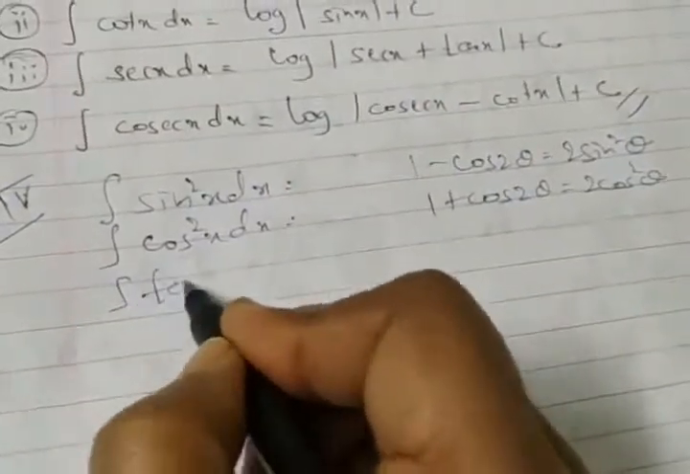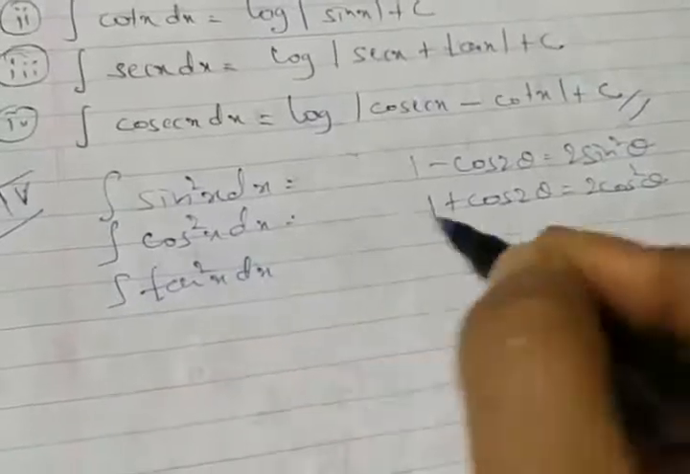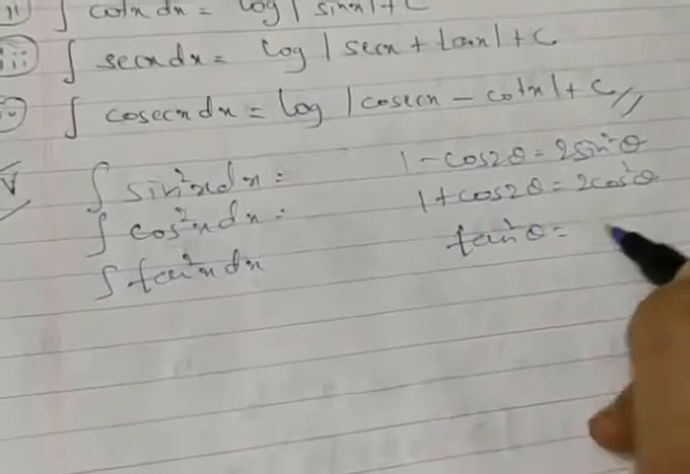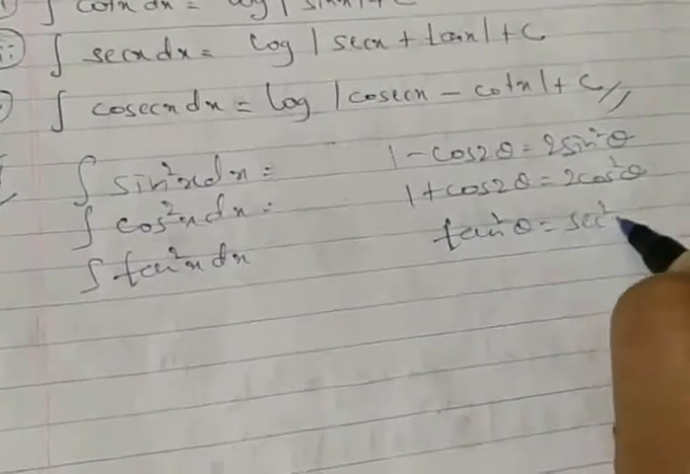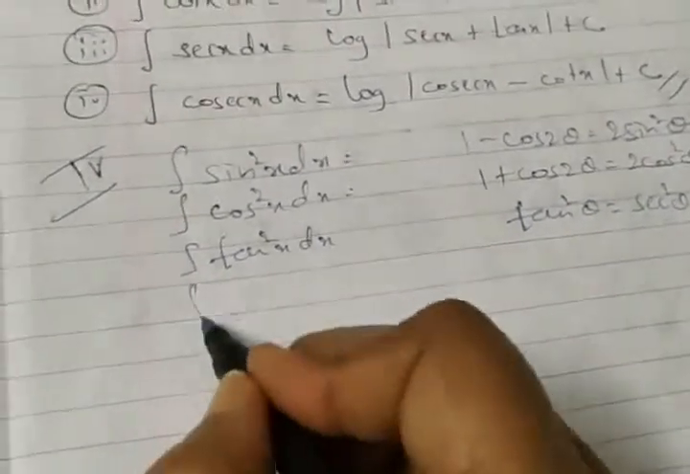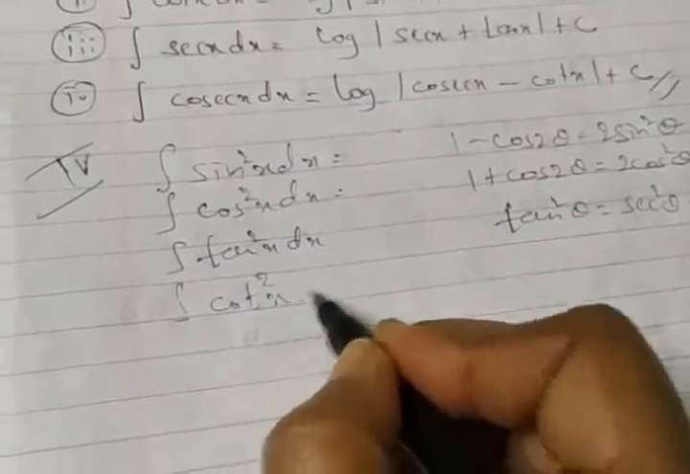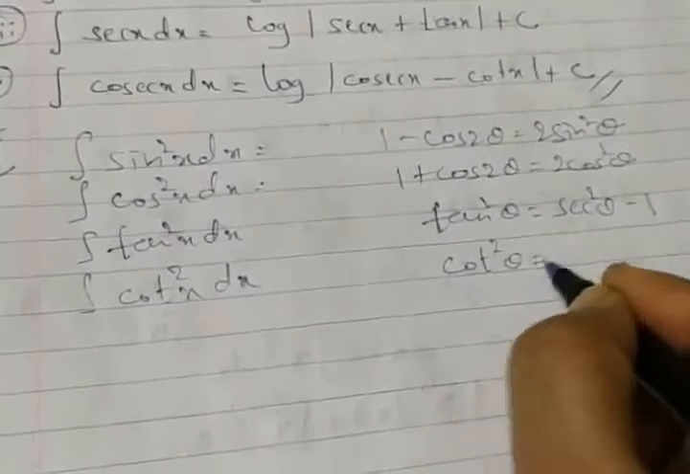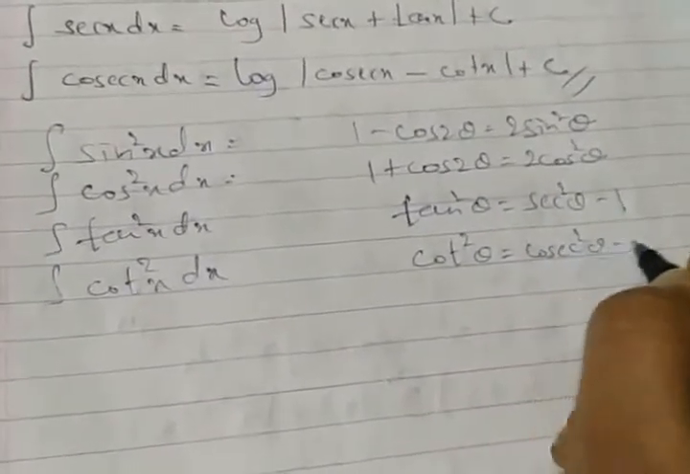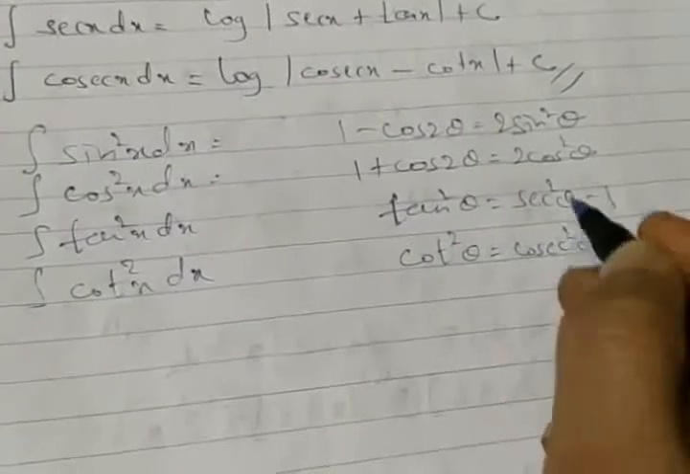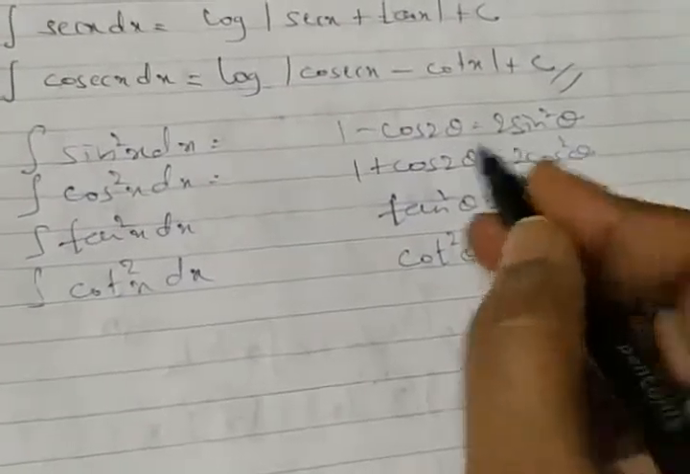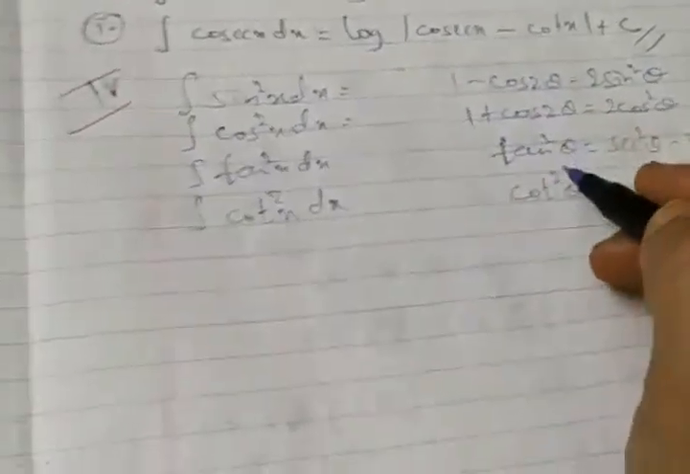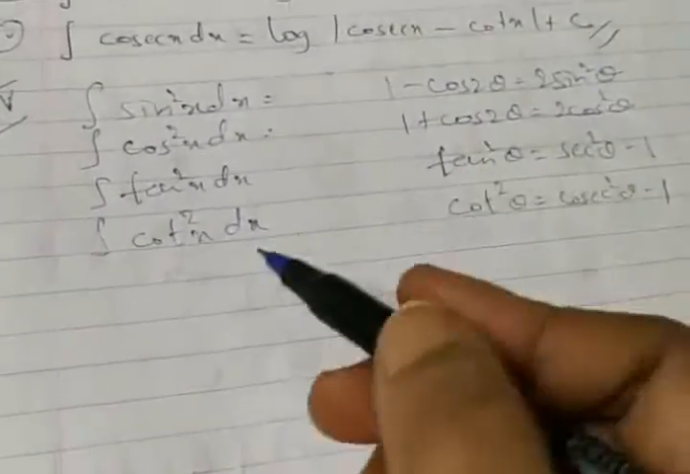Whenever integration of tan square x, what should be done? We have to use the formula tan square theta to be taken as secant square theta minus 1. Whenever we have integration of cot square x with respect to x, what comes to your mind? We have to use cot square theta is equal to cosecant square theta minus 1. Cos square, balance, ready to integrate; sin square, balance, ready to integrate. So to make the function ready to integrate, understand the result.